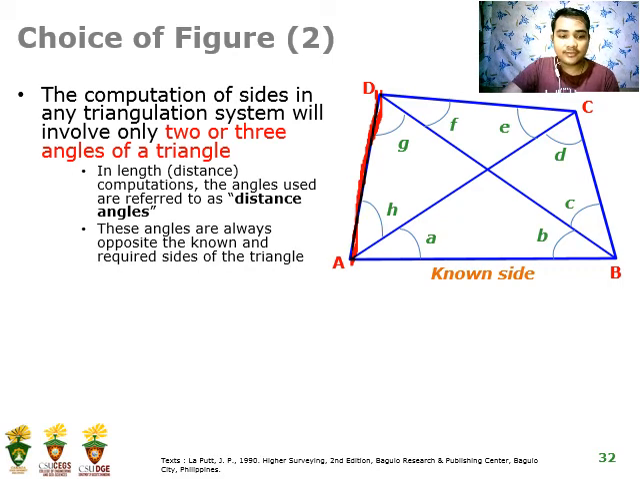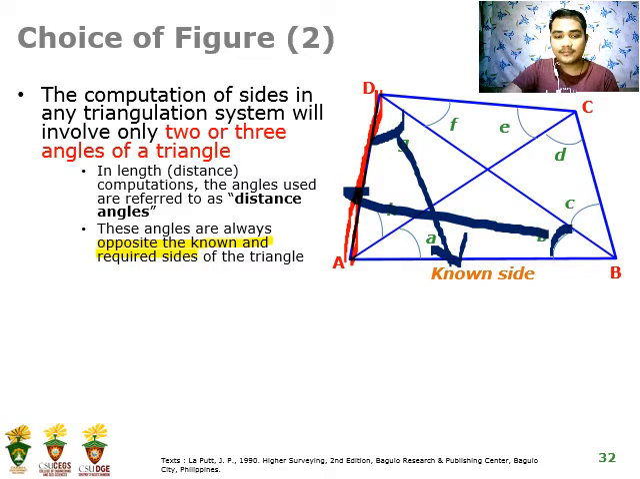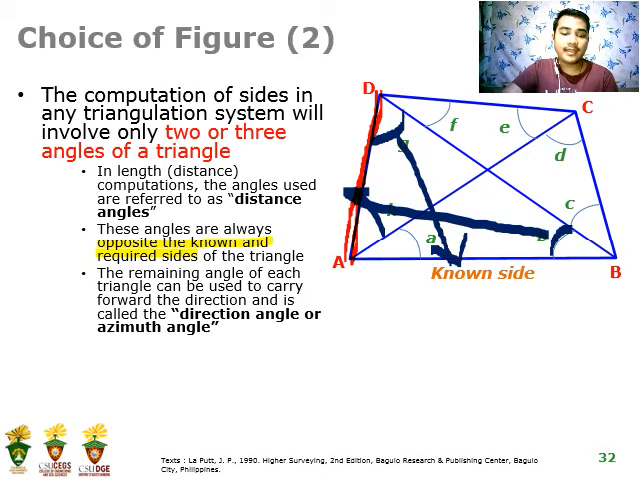And these angles are always opposite to the known and required sides. In this case, the required side is AD, so the distance angles are angle B and angle G. One is opposite the known side, and the other is opposite the required side. And the remaining angles of each triangle can be used to carry forward the direction, and are called direction angles or azimuth angles.